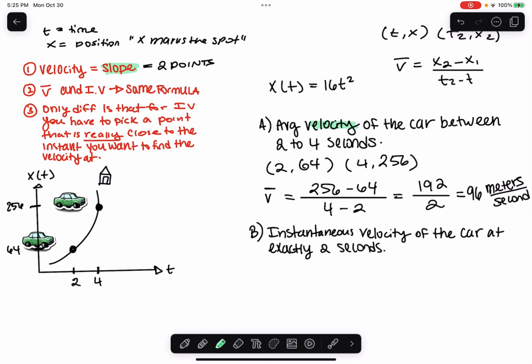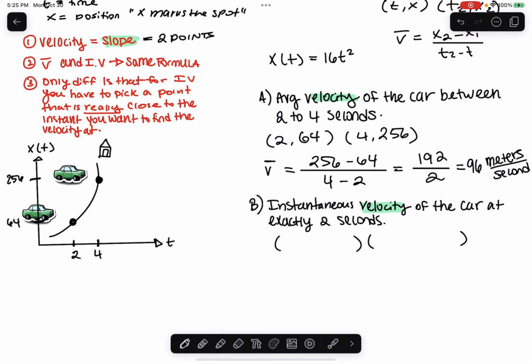What if I asked you to find the instantaneous velocity of the car at exactly 2 seconds? As soon as you hear the word velocity, think of slope. As soon as you think of slope, think of the fact that you need 2 points in order to find the slope. So you need to figure out what those 2 points are. That's a fact. Always 2 points for both average velocity and instantaneous velocity. Really what they're asking you is just to find the slope right here. We know that we need 2 points in order to find the slope. So how do we do this?